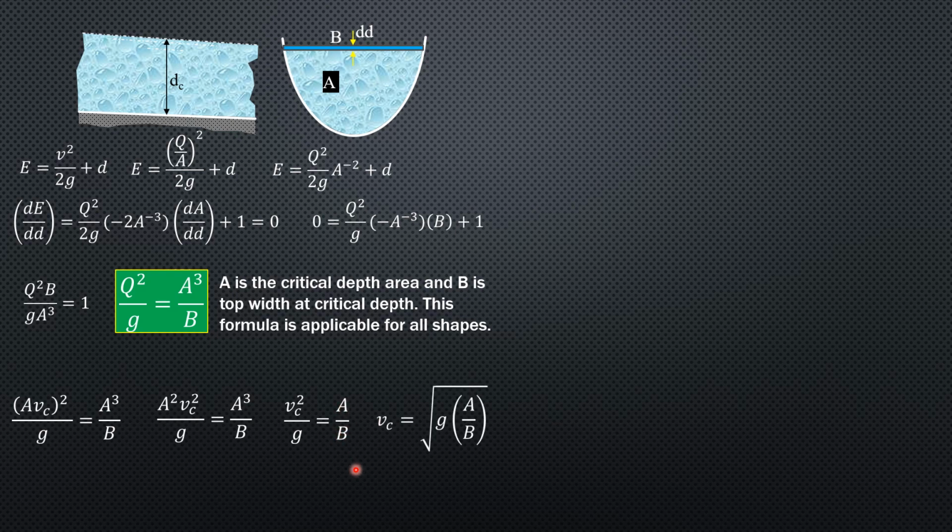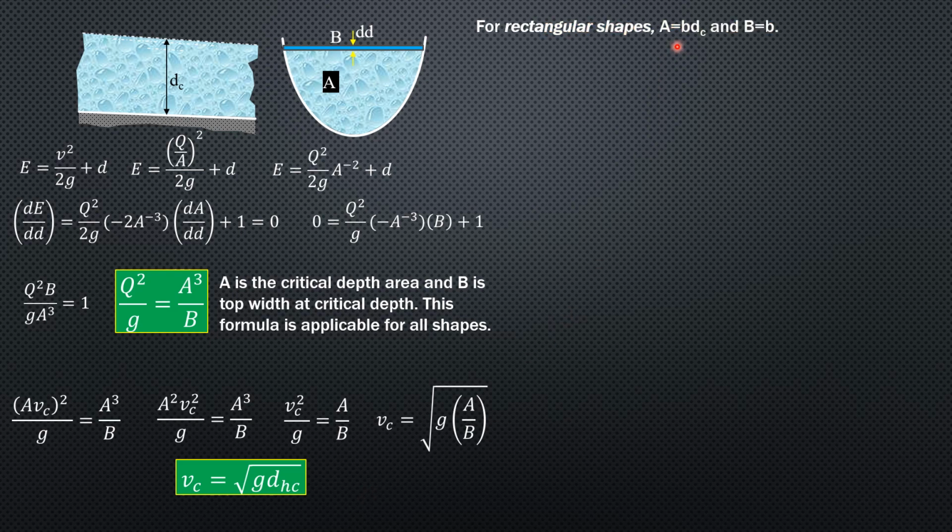So V sub C therefore is square root of G times area over top width, which is the critical hydraulic depth. So therefore, the critical velocity in general for all sections is square root of G times critical hydraulic depth. So that is applicable for all sections. For rectangular channels, the critical hydraulic depth is simply the critical depth. So the critical velocity for rectangular sections is simply square root of G times critical depth.